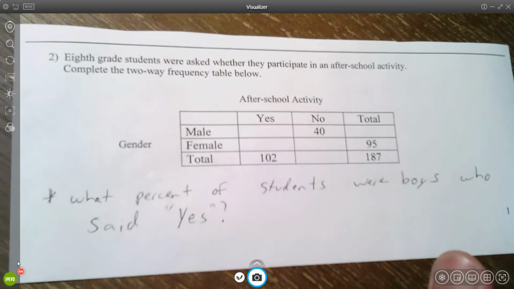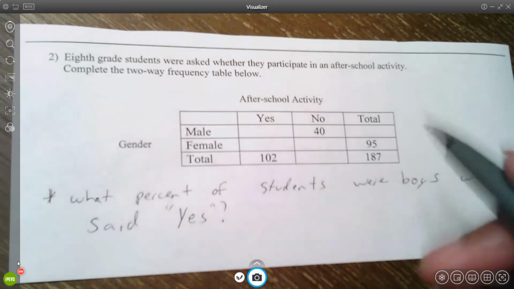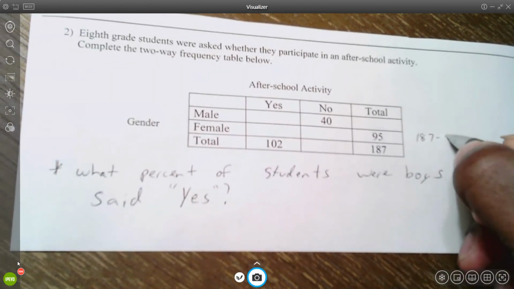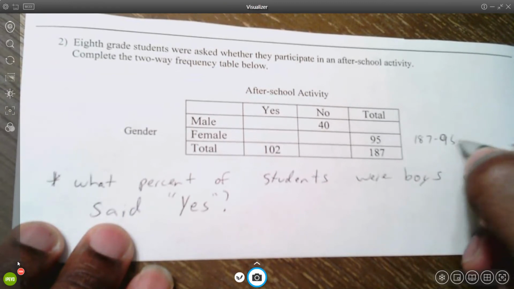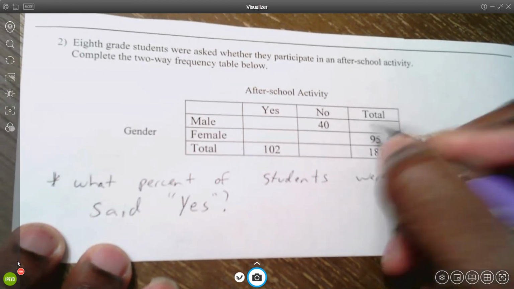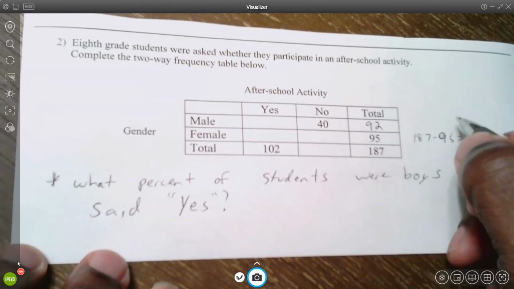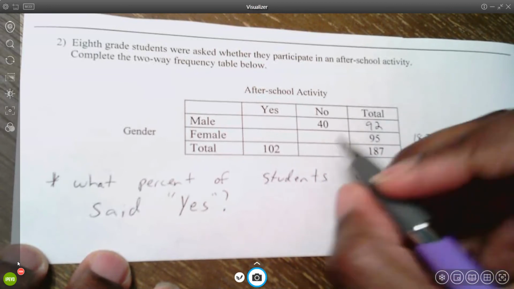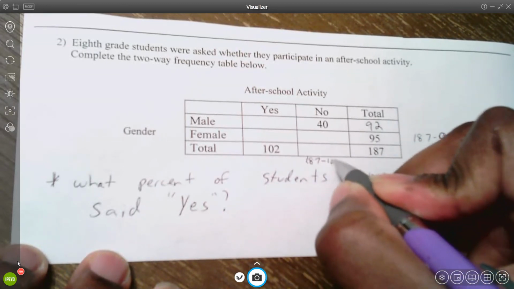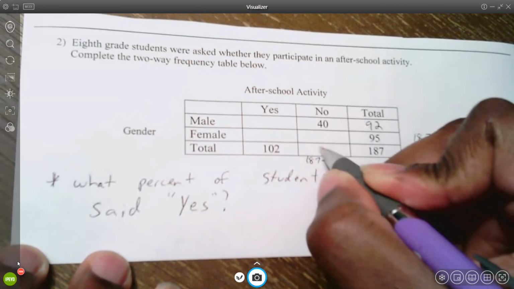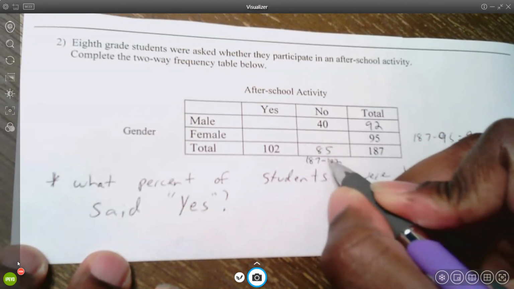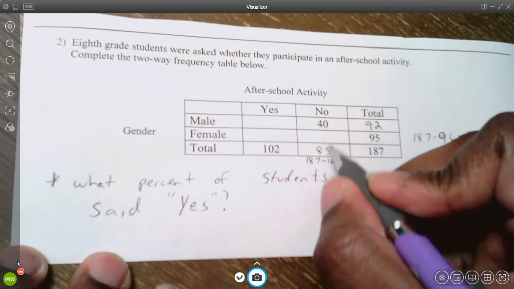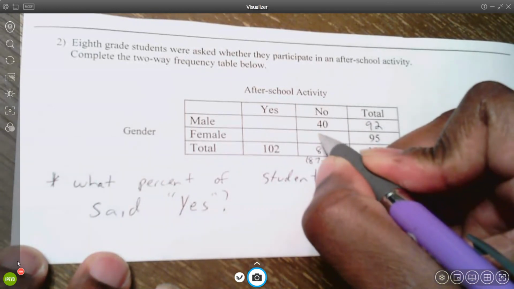Alright, so if you paused it, you should have found that this should be 187, take away 95, and that should be 92. So this space should be 92. And this space is also, I've got 2 of the 3, so I could take 187, take away 102, and that should give you 85. So that space is 85. Now that I know this, I can figure out the space here. So this 40 plus what number gives you 85? Well, that's 45.